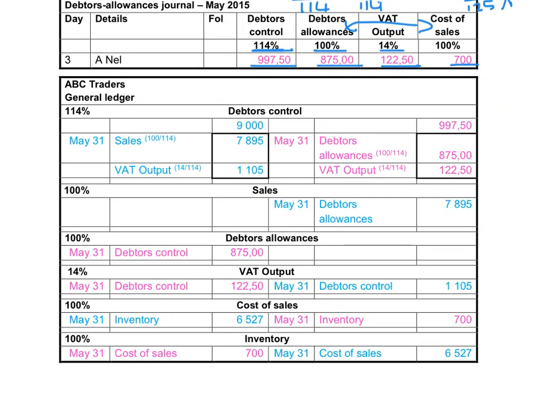When we post the entries to the ledger, we will take into account that the debtors is an asset. Assets increase on the debit side and decrease on the credit side. So when we sell goods, we will show the total amount that the debtors owe us, 9,000 in the debtors control. That amount is made up of sales, that's 100 over 114, and VAT output.